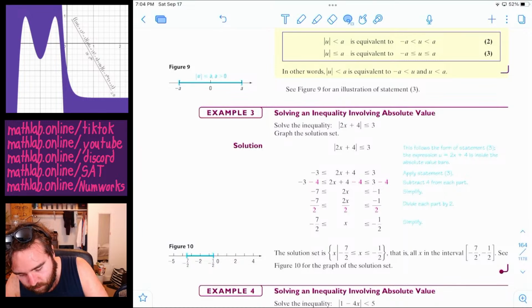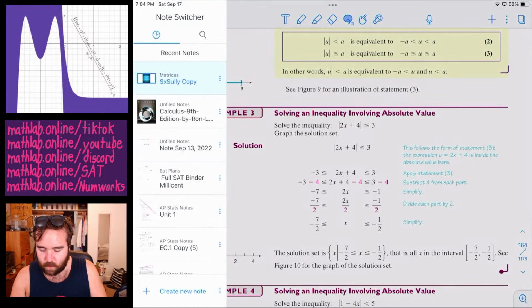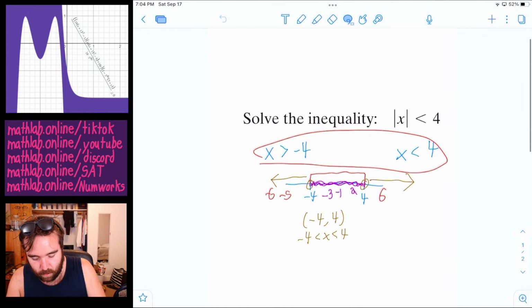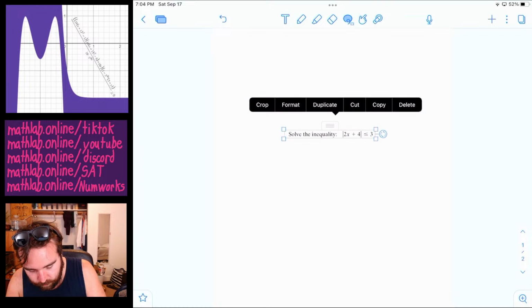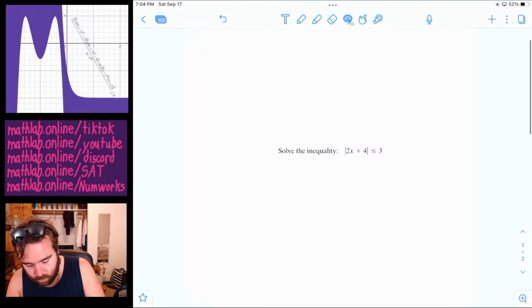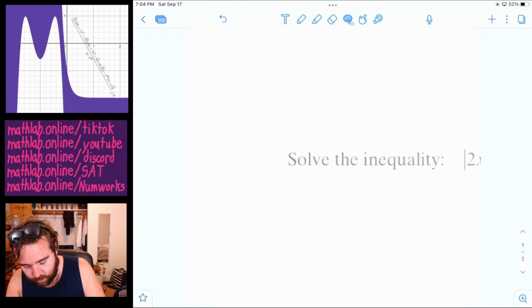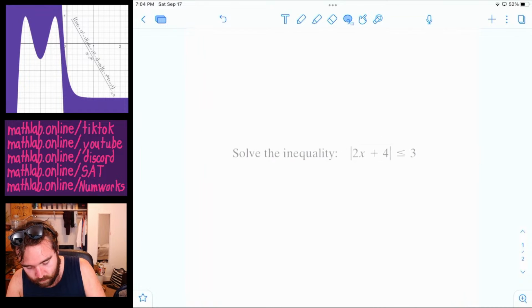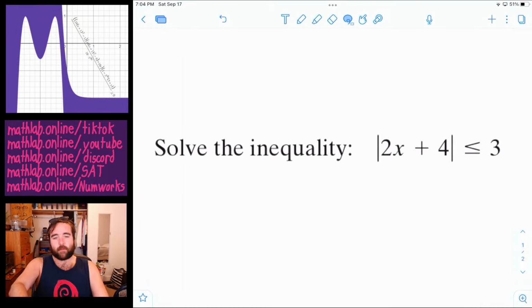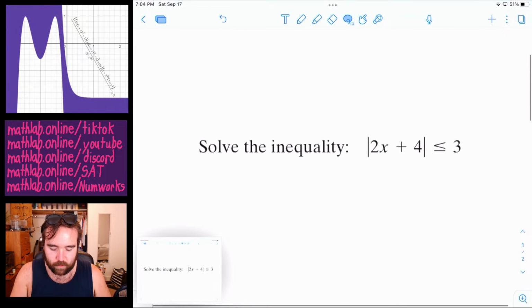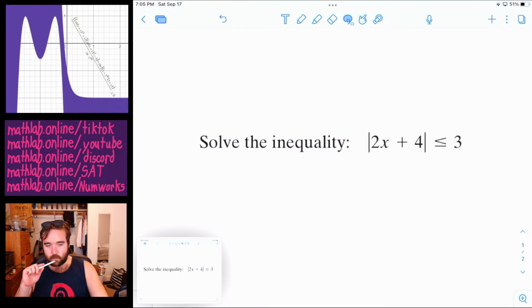So we're going to grab the problem, come back over to here, delete it, put the new problem up. Make it way bigger. Alright. So take a screenshot. So this is the one just like the one before. So how do you solve this inequality?